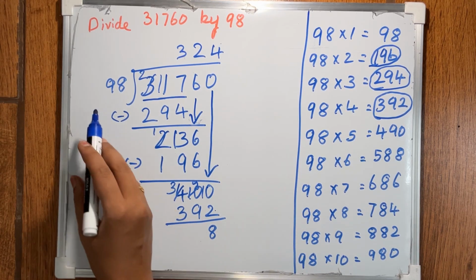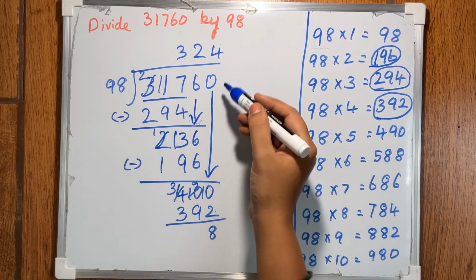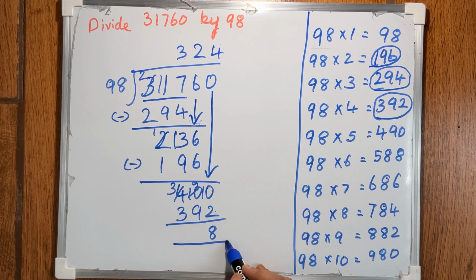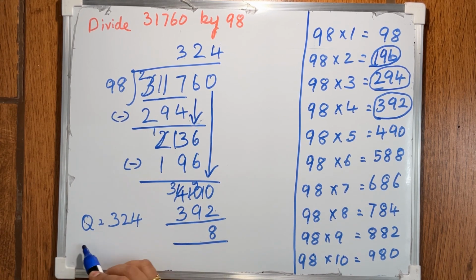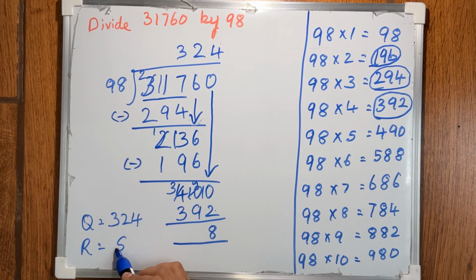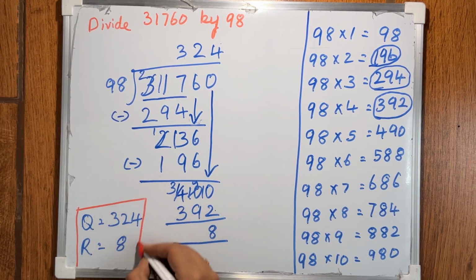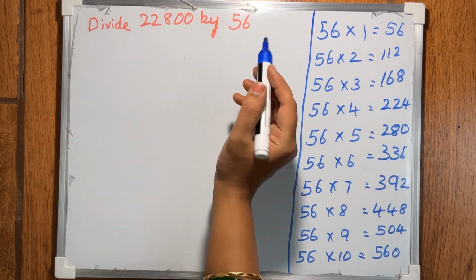Can we divide 8 by 98? No. Are we having any other next digit to bring down? No. And hence the quotient is equal to 324 and the remainder is equal to 8. Okay, let's solve today's last problem.